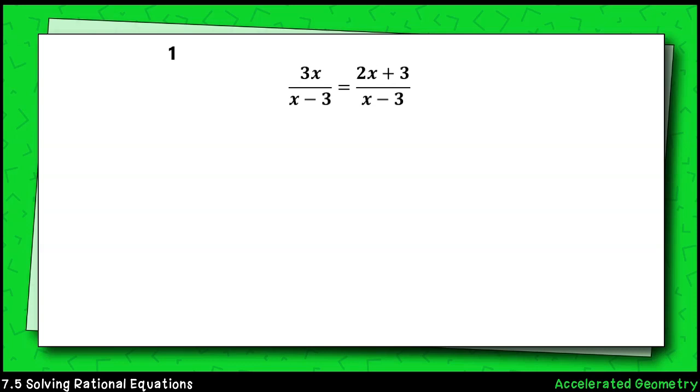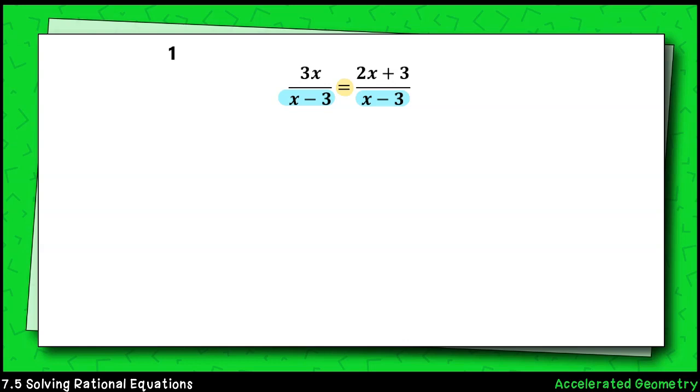Let's start by analyzing the rational equation we are given and noting a few things. First, I see that there's two rational expressions, one on the left-hand side and another on the right-hand side of the equation. Most importantly, there's an equal sign between the two expressions indicating that we can solve for the value or values of x that make this statement true.